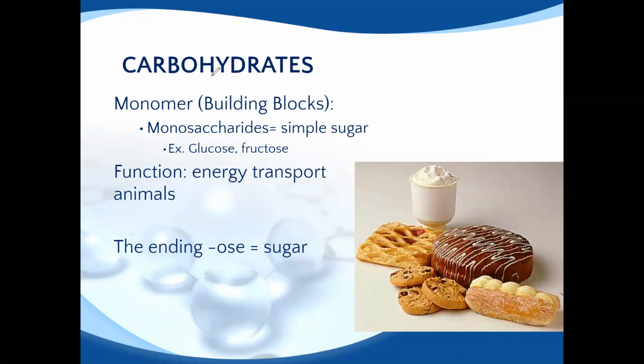The monomer, or the building block of a carbohydrate, is something called a monosaccharide. Say that with me real quick, monosaccharide. So let's break that word apart. We have mono, meaning one, and we have saccharide, which refers to sugar. So a monosaccharide, one sugar, or a simple sugar is another term for that. Examples of that would be glucose and fructose, because glucose is a relatively small molecule, as is fructose. The function of carbs is energy transport in animals. Think about it. We eat sugars so that we can do cellular respiration to gain energy. That's what they're for. And once again, that O-S-E ending means you are looking at a sugar.